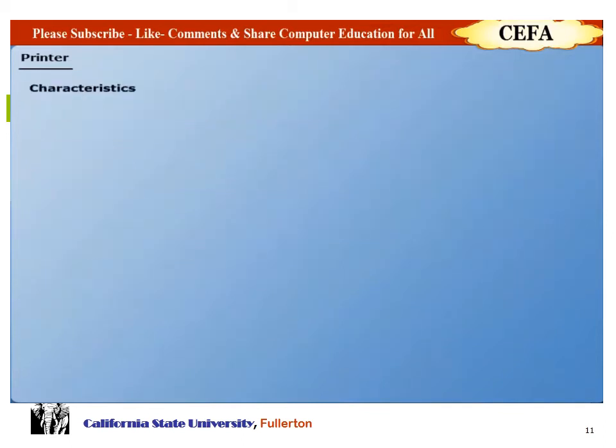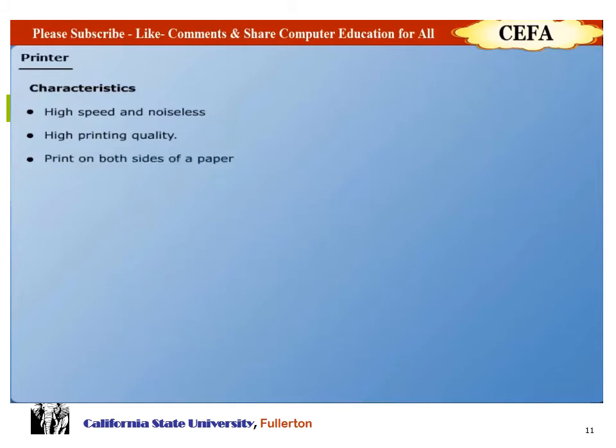Number 1. Characteristics. Laser printers are speedier and noiseless. The printing quality is high. They can print on both sides of a paper. Number 2. Limitations. Laser printers are expensive.